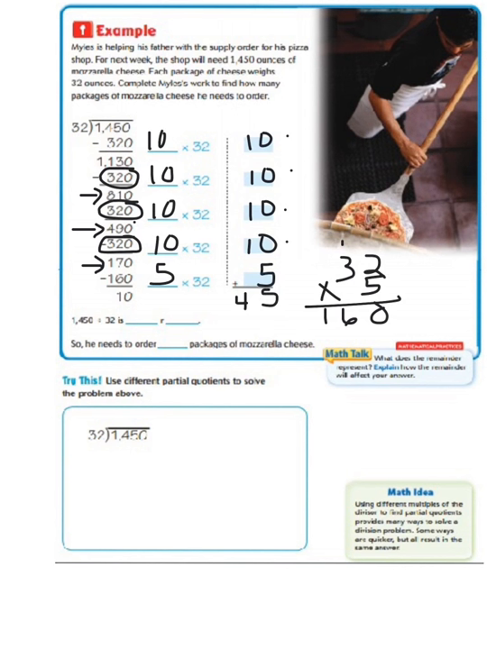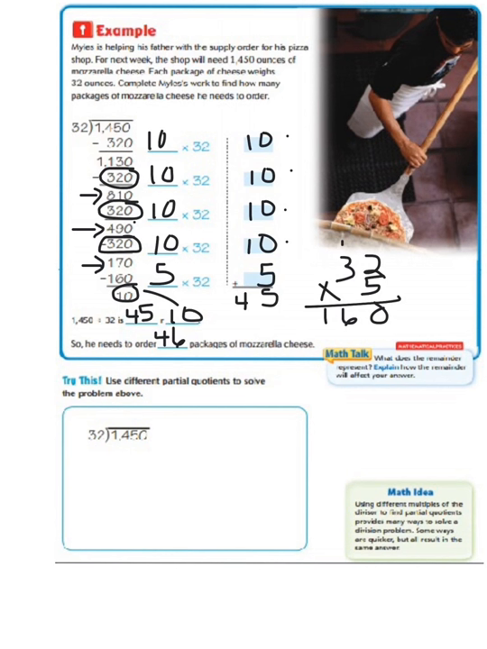So 1,450 divided by 32 is 45 with a remainder of 10. So he needs to order 46, because he can't order just a part of one. He needs to order 46 packages of mozzarella cheese. Now, down at the bottom it says to use different partial quotients to solve the problem above.